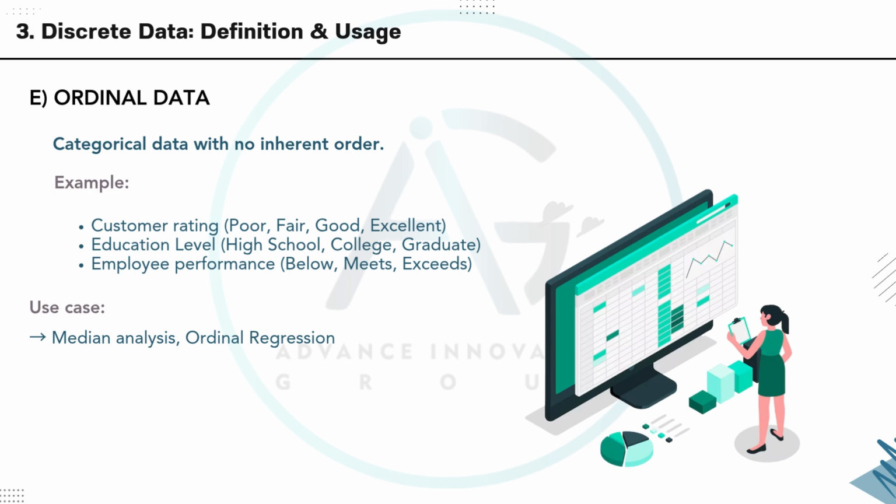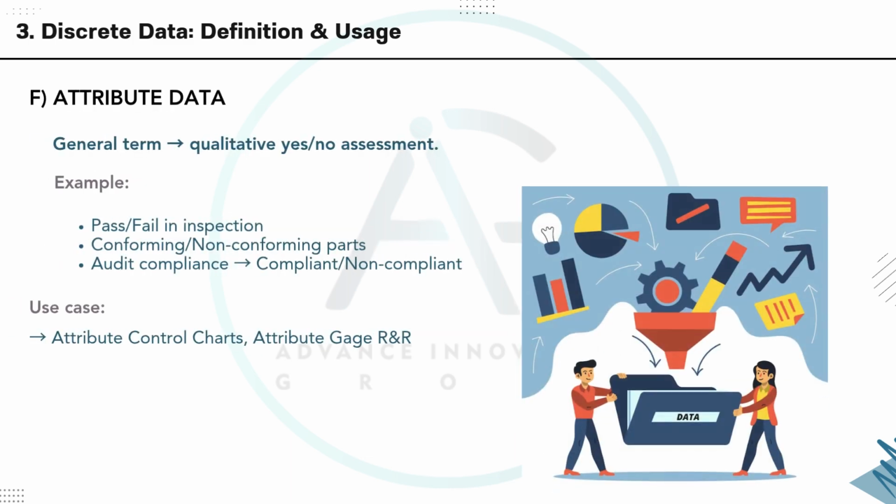So, in summary, nominal is categories with no order. Ordinal is categories with order, but no measurable gap between them. Next up is a broader category, attribute data.